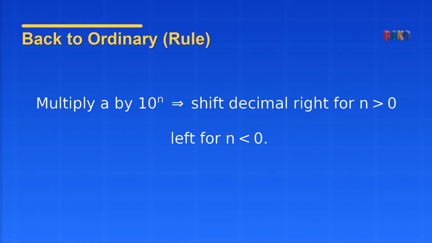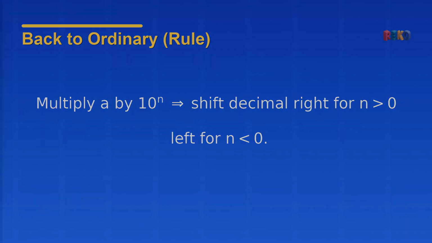To change a number from standard form back to an ordinary number, multiply the coefficient by 10 to the power of n. If n is positive, shift the decimal point to the right. The number gets larger. If n is negative, shift it to the left, the number becomes smaller.